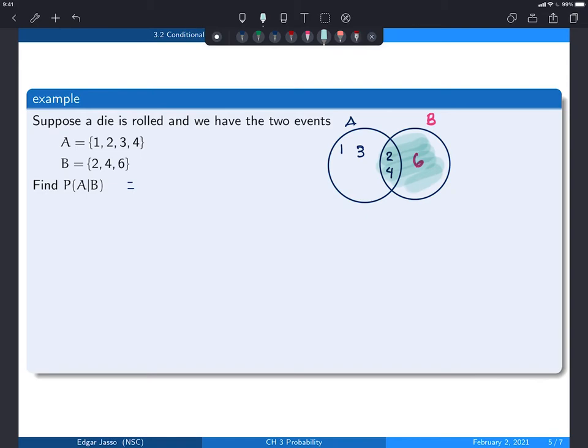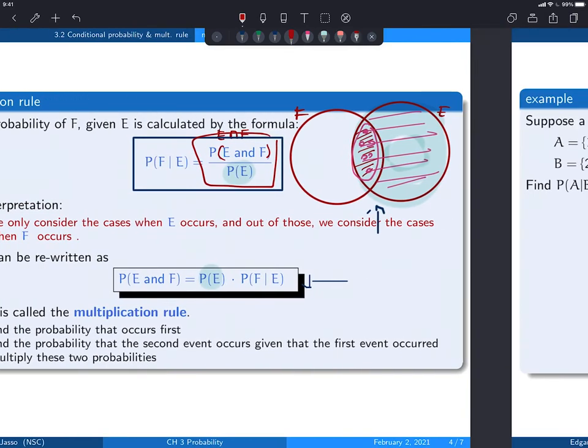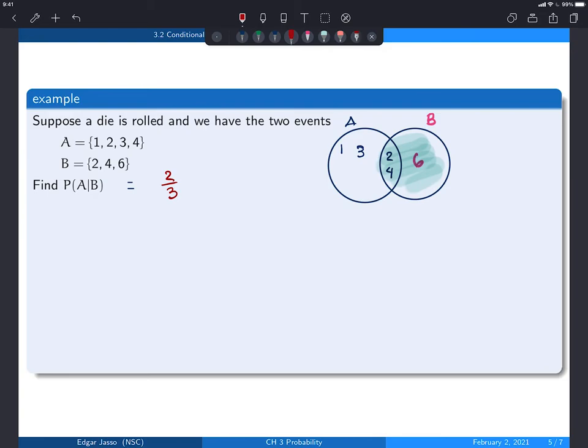So if A happened, knowing that B happened, it's 2 out of 3. I hope you see that this makes sense. What I'm doing is basically this formula, E and F divided by E. I didn't write the probabilities, but it's just the numbers: 2 divided by 3. And if you write the probabilities, it would be dividing everything by 6, and it's the same thing.